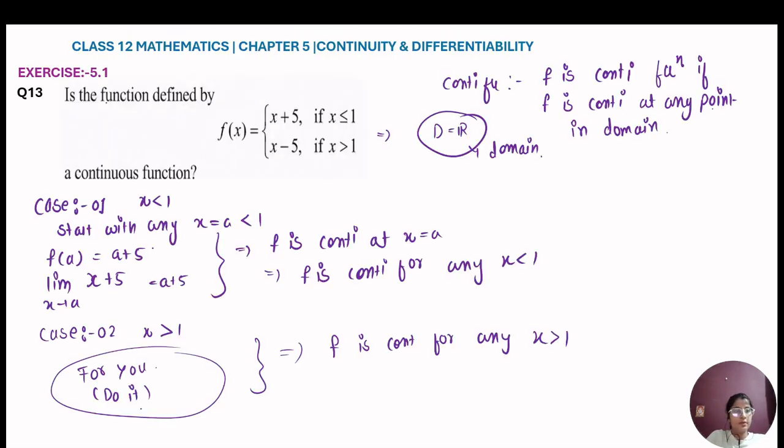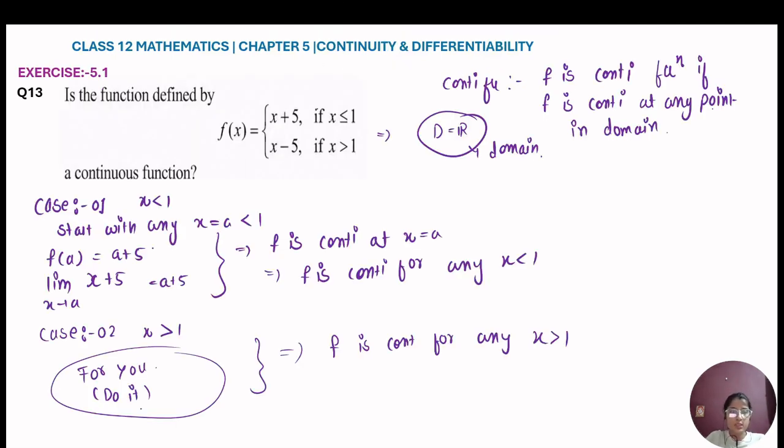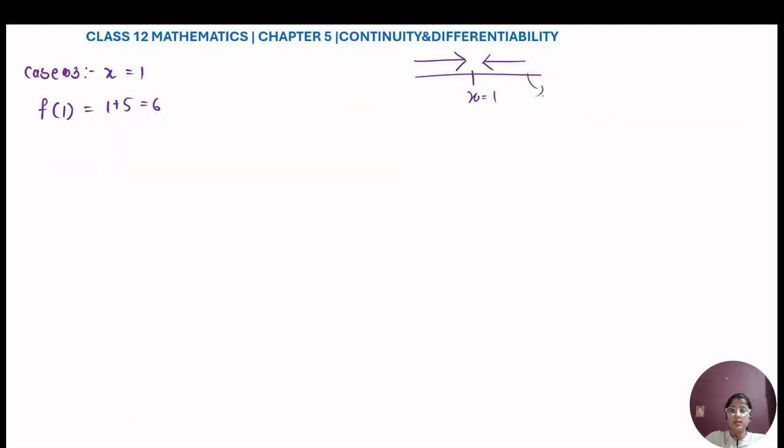Now take it as case 3. Our case 3 will be when x equals 1. First find its function value. So f of 1, for x equals 1, it is defined as x plus 5, so this will be 1 plus 5, that is nothing but 6. Now we will find its limit value. As you can see, for the limit at x equals 1, when approaching from the right and from the left, different functions are defined. From the right we have x minus 5, and from the left we have x plus 5.